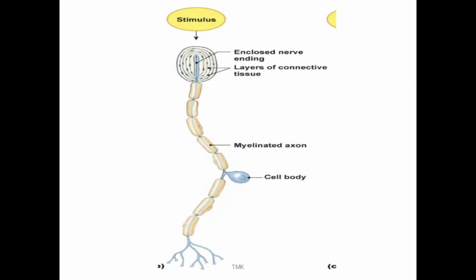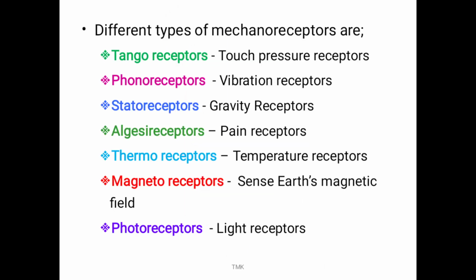This is the structure of a typical mechanoreceptor. Here we can see axonites and synaptic knob, axon, myelinated axon, cell body, and the dendritic end. At the dendritic end, we can see a specialized structure. The nerve ending is enveloped with connective tissue. That's a very peculiar structure of mechanoreceptors.